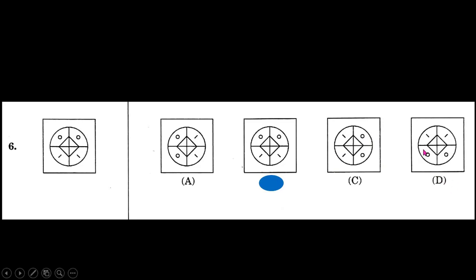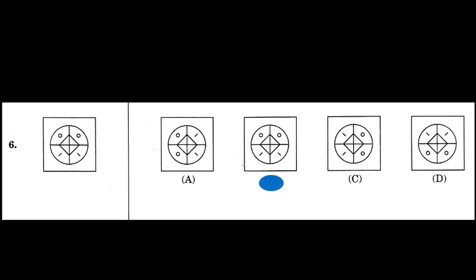Looking at D, in the upper half of the circle we have 2 short lines, and in the lower half we have 2 small circles. Again, it does not match with the question figure. Since answer figure B exactly matches with the question figure, we have chosen the answer figure B as the correct answer for this question. Now let us move on to the next question.